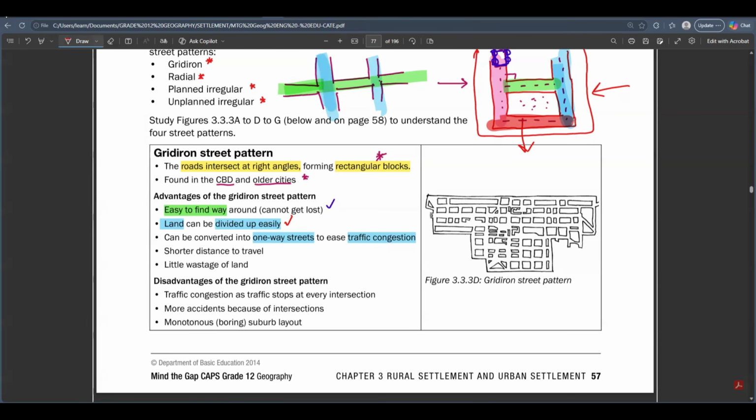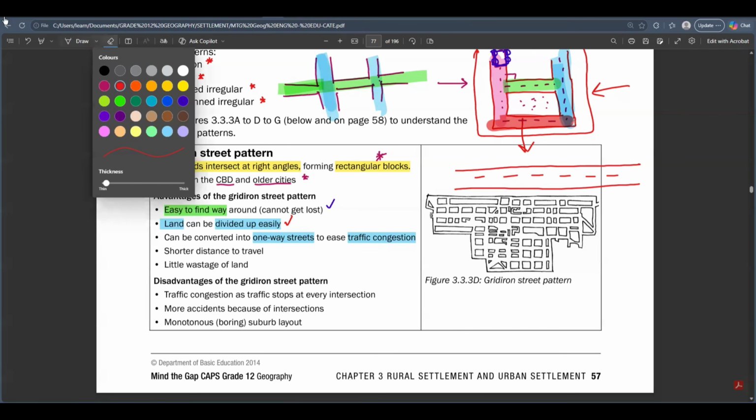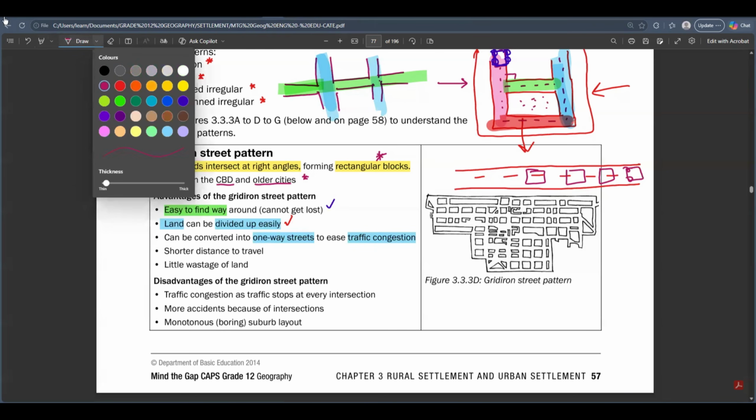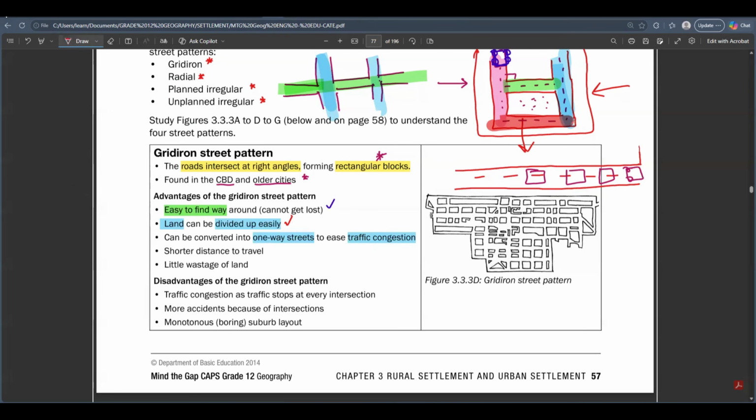But imagine if you're just having a straight road like this, with no intersection. If there's traffic congestion, maybe there's a roadblock, the cars will just pile up on this road, and they have nowhere to go. But because you are in a grid iron pattern, we have got 90 degree intersections. Normally, the other roads are connected to this pattern via 90 degree angles. You will never have traffic congestion here, because the cars can go into the other streets.